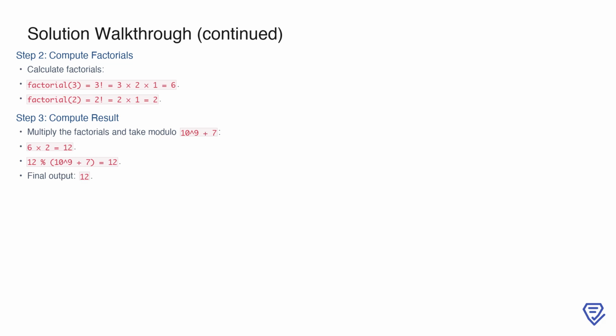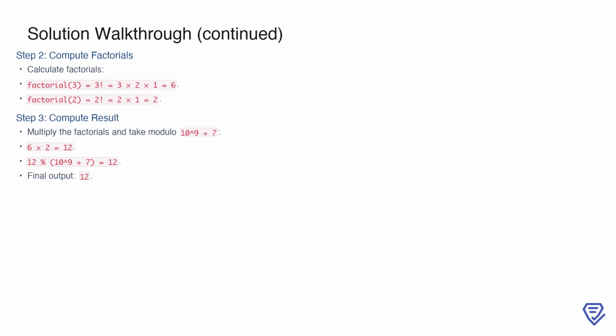Once we have the counts of primes and non-primes, the next step is to compute the factorials of these counts. Factorials represent the number of ways to arrange a set of items, which is key to solving this problem. For the prime count of 3, the factorial is calculated as 3 times 2 times 1, which equals 6. For the non-prime count of 2, the factorial is 2 times 1, which equals 2. Now, to get the total number of valid permutations, we multiply these two factorials together. 6 times 2 equals 12.